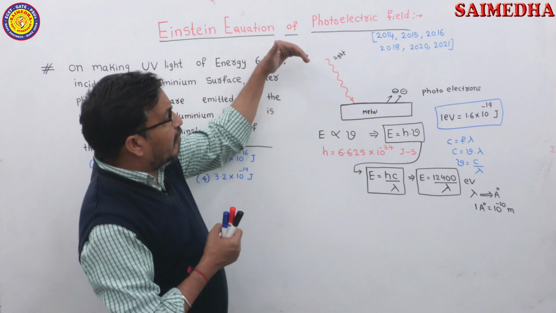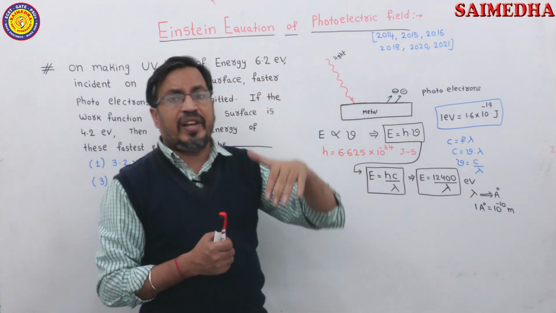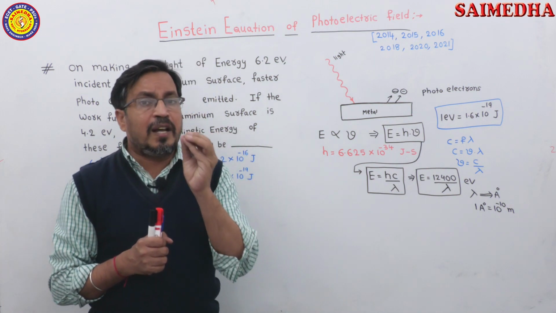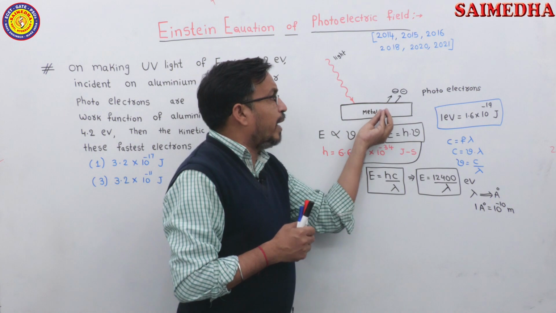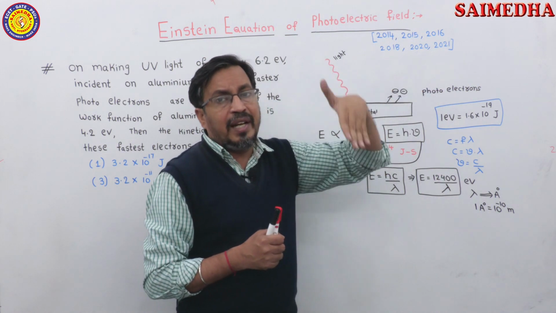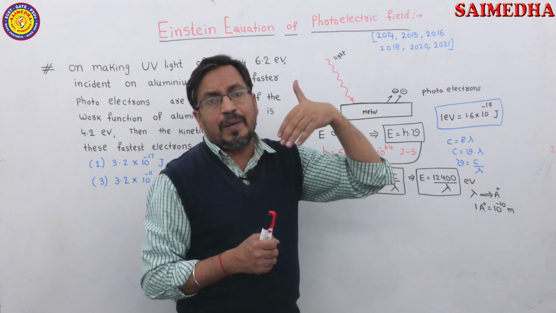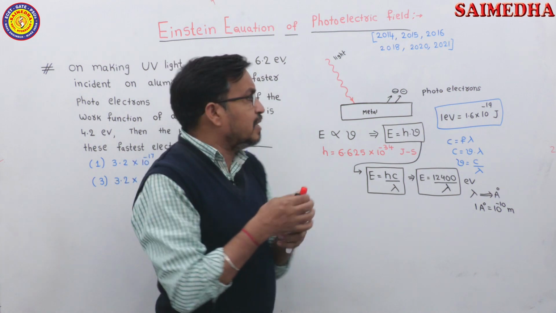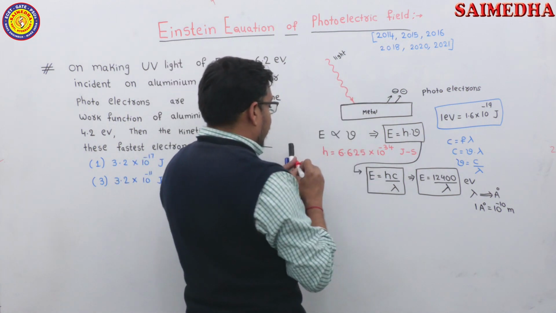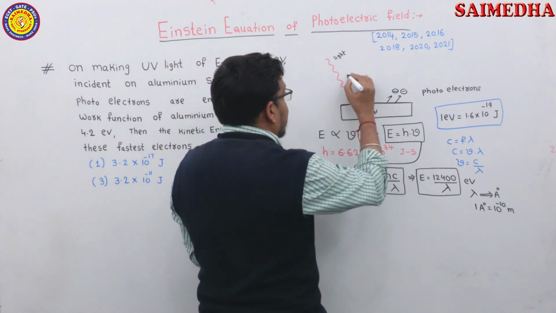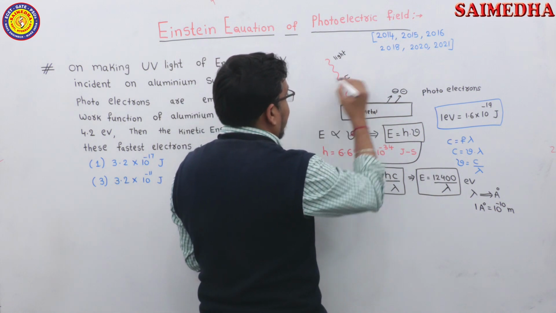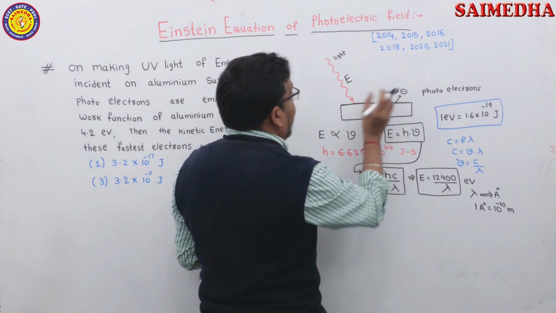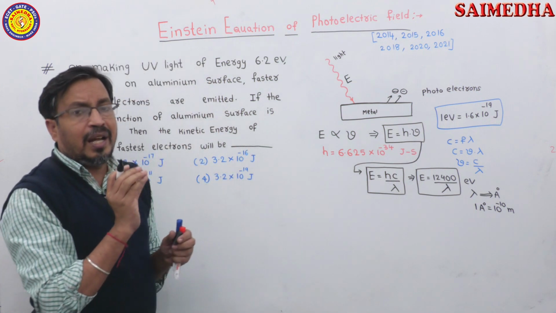So now what I am saying is, when a photon is incident on a metal surface, it consists of energy. Some energy is required to emit the electrons. When we incident light on a metal surface, that light consists of energy, which I am calling E. So when light is incident on a metal surface, in that E, some energy is required to emit the electron.